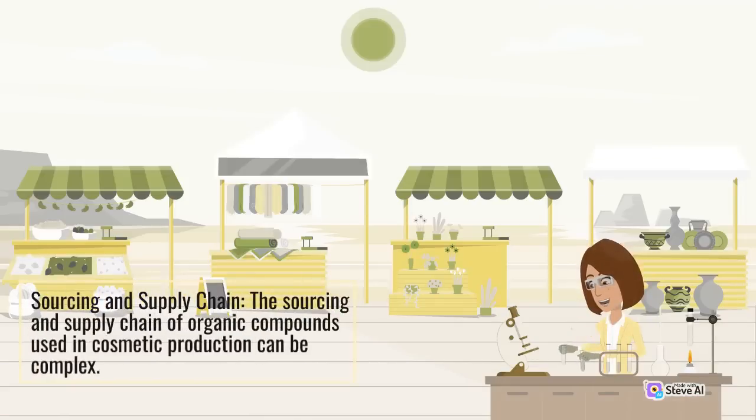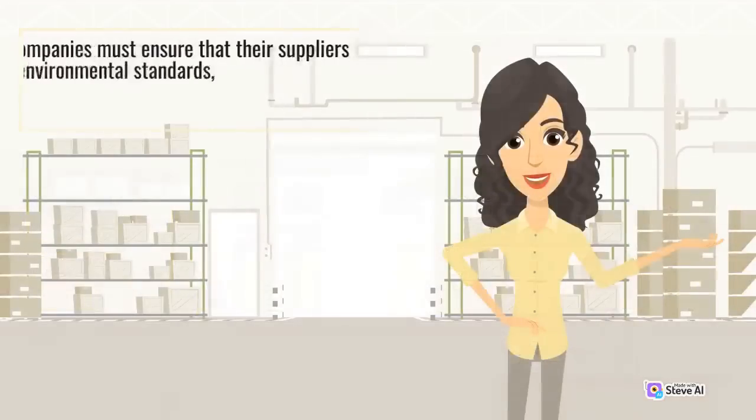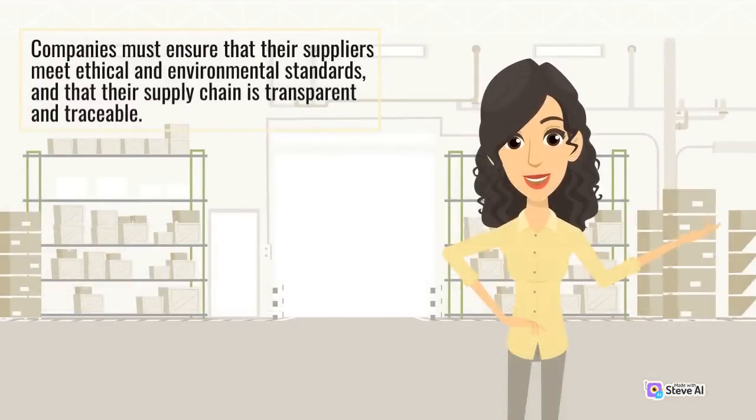Sourcing and supply chain. The sourcing and supply chain of organic compounds used in cosmetic production can be complex. Companies must ensure that their suppliers meet ethical and environmental standards, and that their supply chain is transparent and traceable.